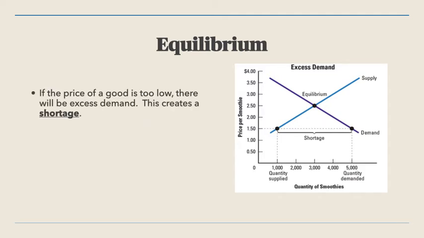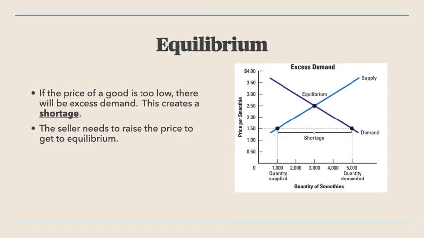If the price of a good, in this case smoothies, is too low, there's going to be excess demand, and that's going to create a shortage. So in this case, the price is set at $1.50 for a smoothie. And you can see that on the supply line, the store is only willing to make 1,000 smoothies. But the demand is at 5,000 smoothies, right? People want those smoothies. So that creates a shortage.